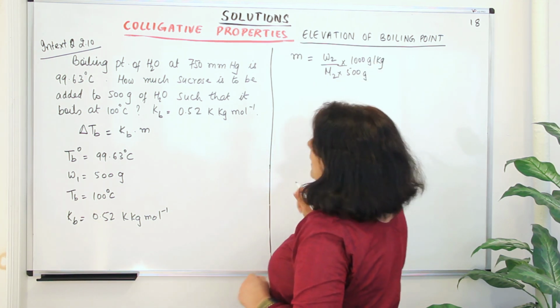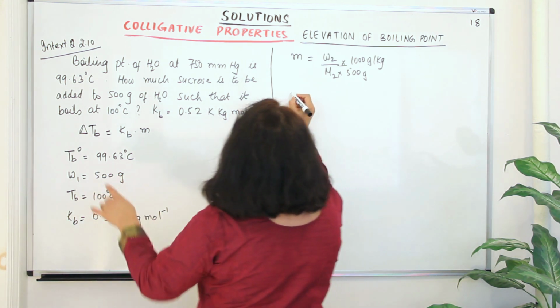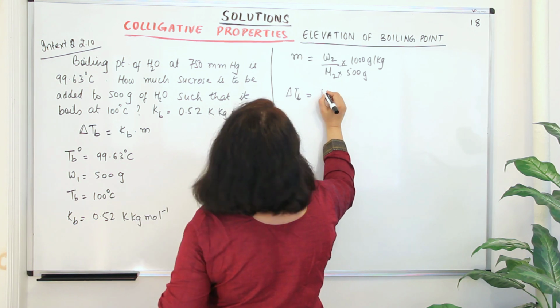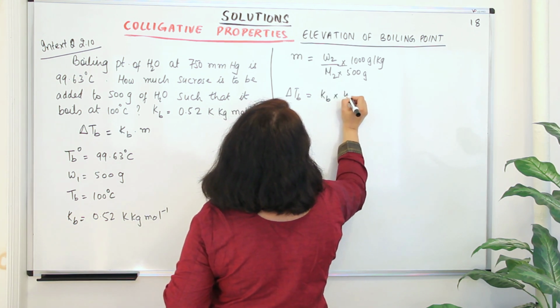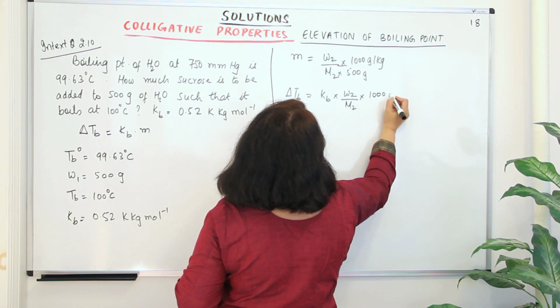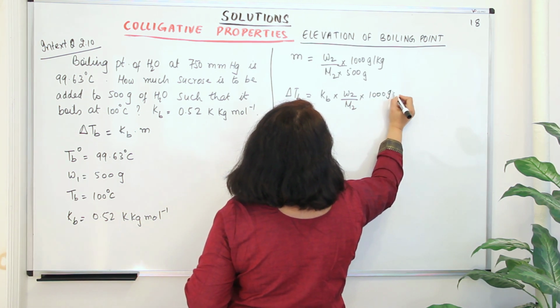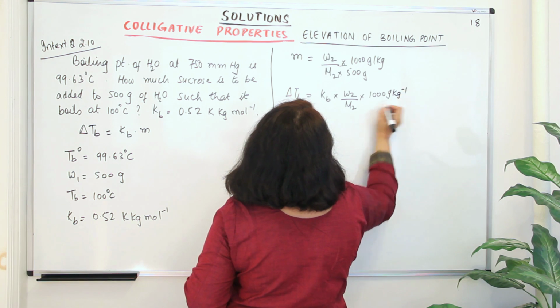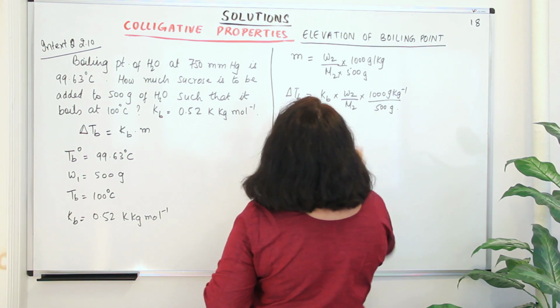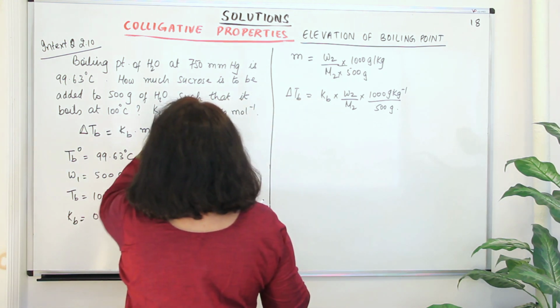So that gives you the molality. So delta TB becomes equal to Kb into W2 upon M2 into 1000 grams per kg upon 500 grams. Now how do you calculate the molar mass of sucrose?